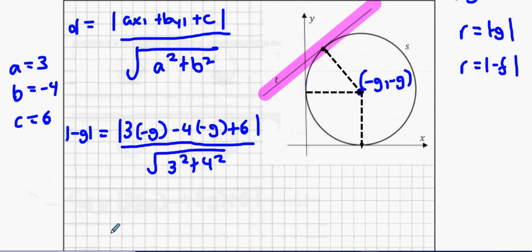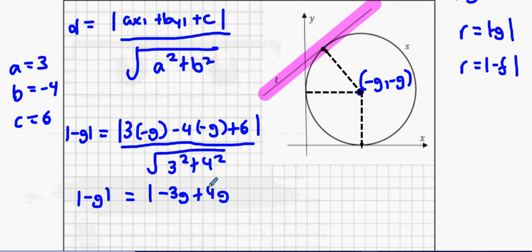Now, we're just going to keep it here for a second until we whittle this down. Minus 3G plus 4G is just 1G. So it's going to be G plus 6 on top, and it's going to be the square root of 25, or 5, on the bottom.